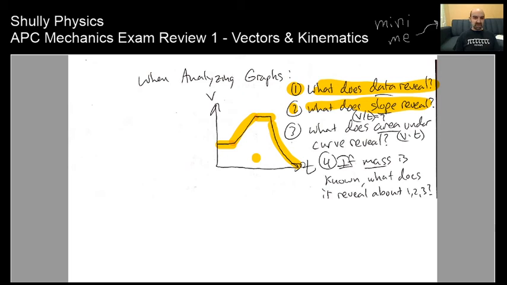Jerk is the rate of change in acceleration. This course doesn't cover jerk, so I'm not going to be a jerk and talk too much about it. Moving on to number three.